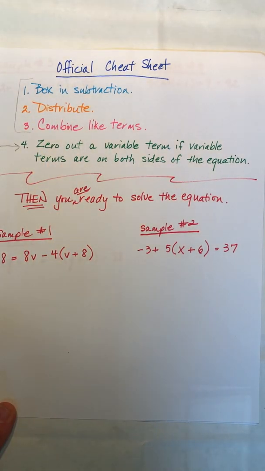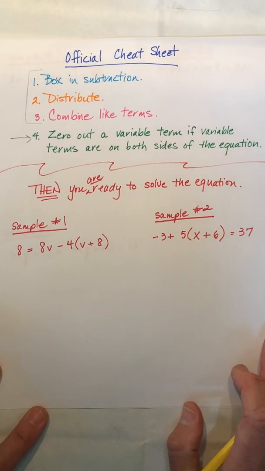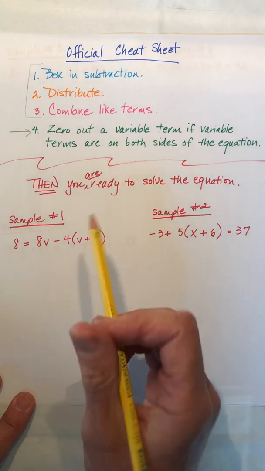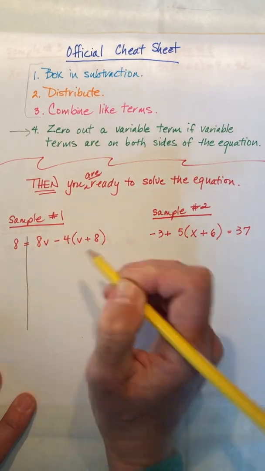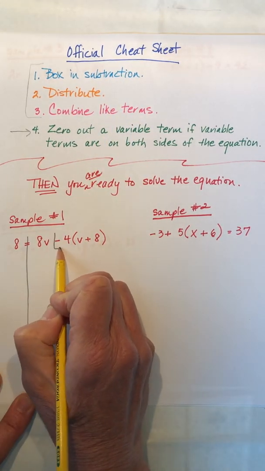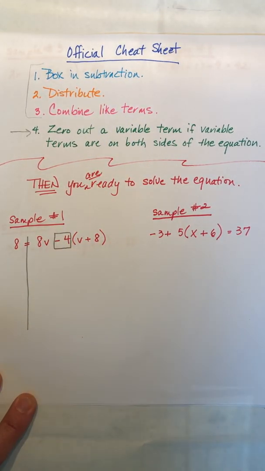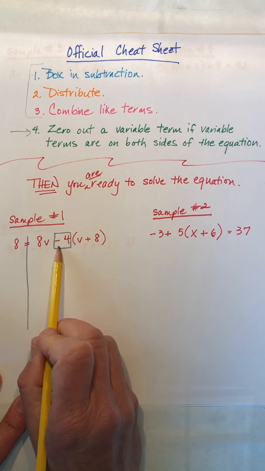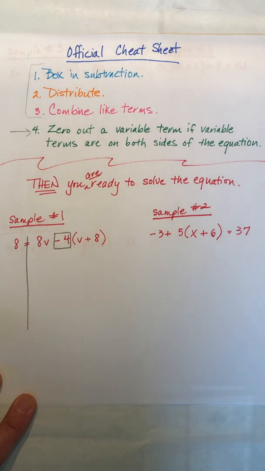So once you use the official cheat sheet to simplify your equation, then you are ready to solve. So let's take a look at sample number 1 right here. And yes, you're doing this with me. So let's take a look at what we've got here. I need to first box in any subtraction. Here it is right here. This is one of those instances in which it's very important that you do that, because you might not realize that when you're multiplying over here, you're actually multiplying by a negative number.